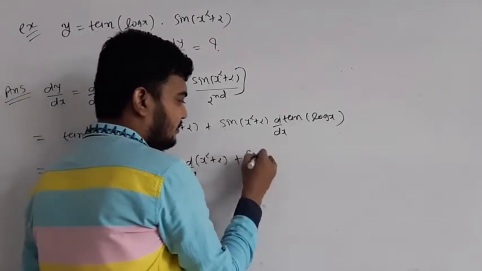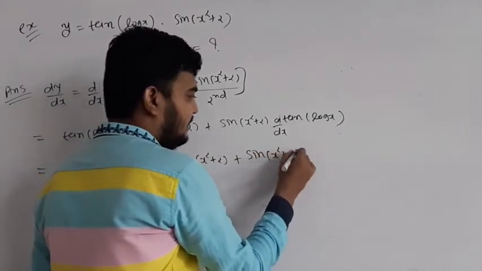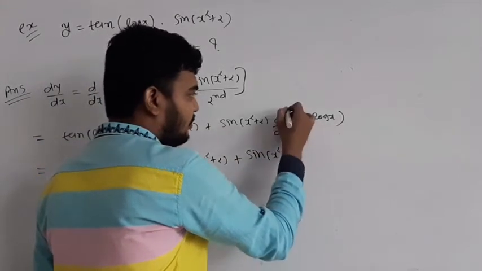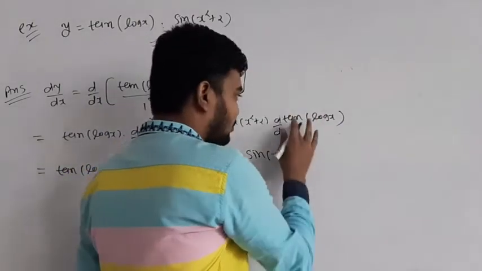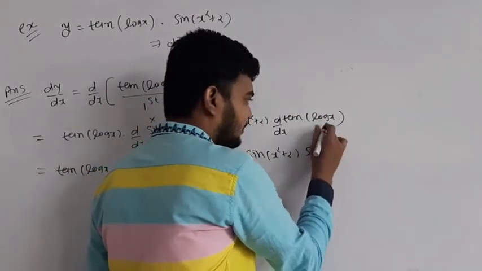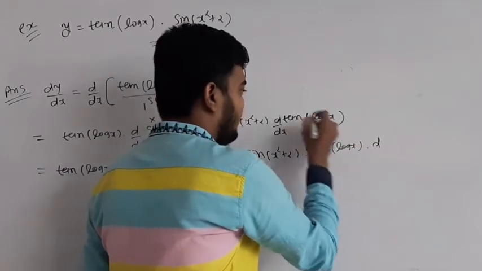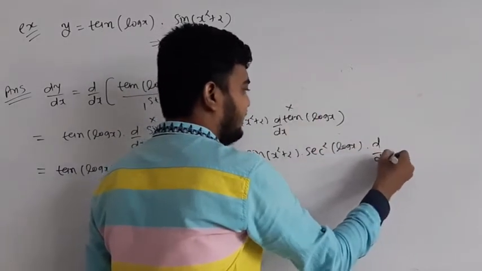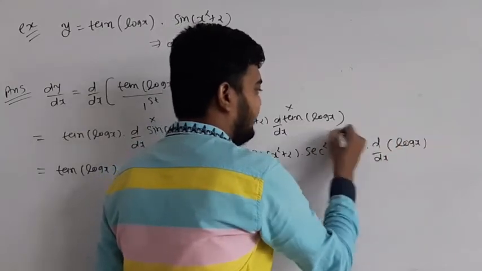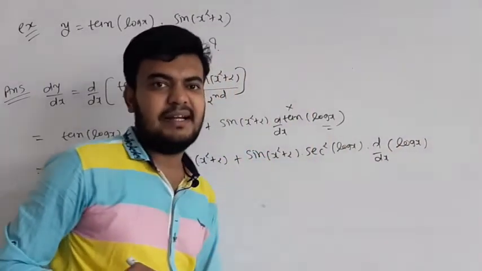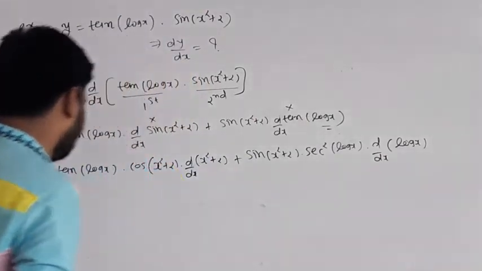Plus here sin of x square plus 2 as it is. Now d by dx of tan. So here the outermost function is tan. So the derivative of tan is sec square theta as it is. And now the derivative of tan is complete. So the remaining derivative is the inner function. The inner function is log x. So d by dx of log x as it is.